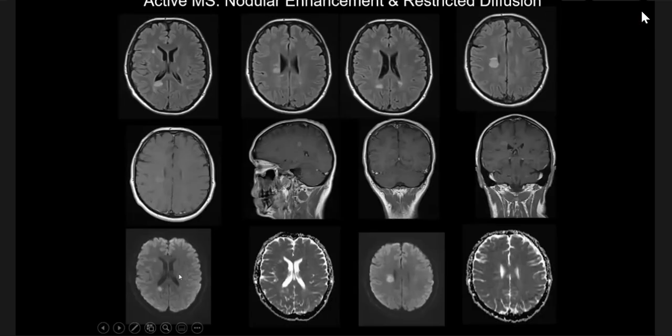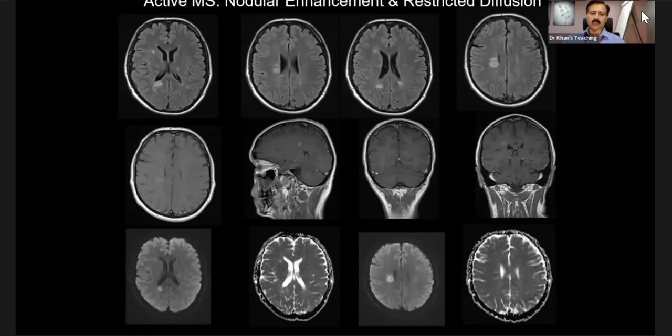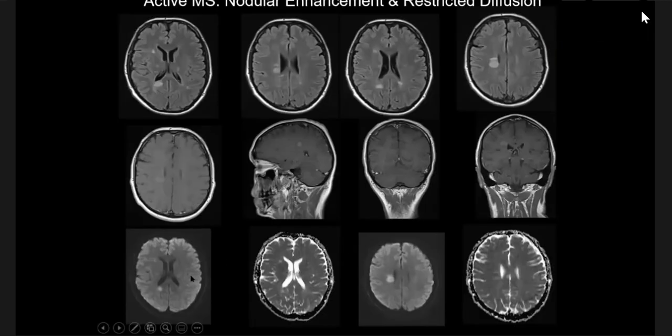Then comes the role of diffusion weighted sequence. So please remember that active plaques of MS can show restricted diffusion. And usually, initially, it will be bright on DWI and low on ADC map, but within 2-3 days, it might change. The ADC might become isointense to the parenchyma. Look here, DWI, and central portion is low on ADC.